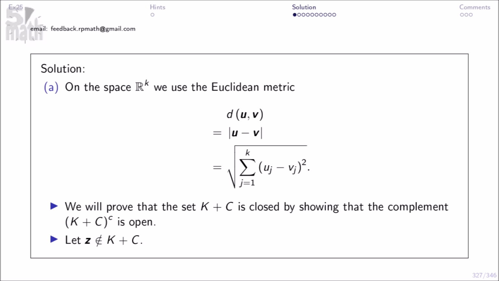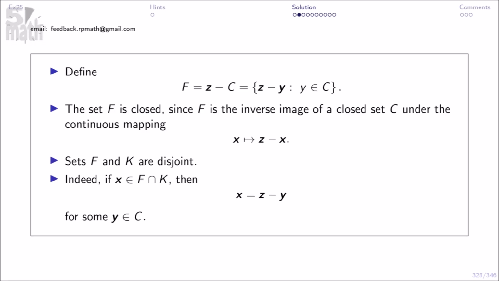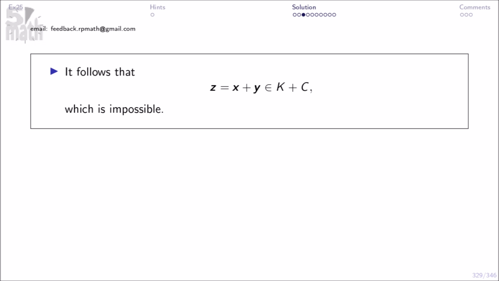Solution. A. On the space R^k, we use the Euclidean metric here. We will prove that the set K plus C is closed by showing that the complement of K plus C is open. Let z not be an element of K plus C. Define this. The set F is closed since F is the inverse image of a closed set C under the continuous mapping here. Sets F and K are disjoint. Indeed, if x is an element of F intersection K, then this for some y in C. It follows that this, which is impossible.